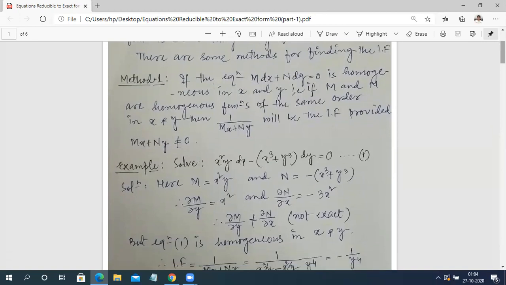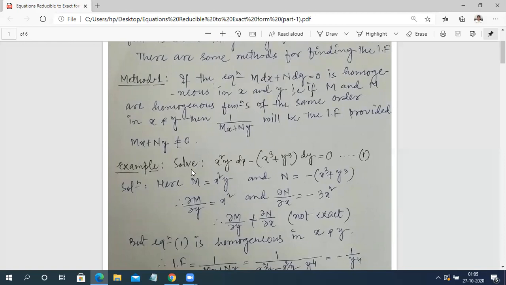So let's start with the first method. If the given equation, which is of the form M dx plus N dy is equal to 0, is homogeneous in x and y, that means if M and N, which are functions of x and y, are of the same degree in x and y, then 1 upon Mx plus Ny will be the integrating factor, provided Mx plus Ny is not equal to 0.